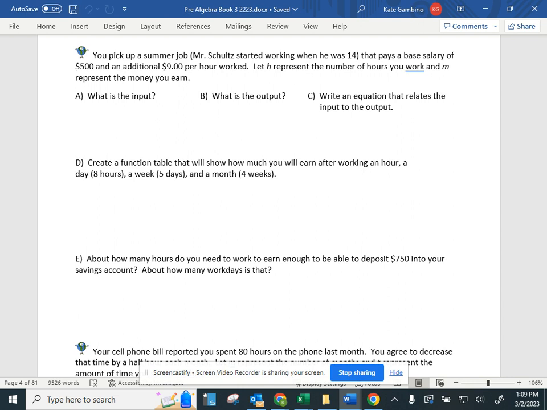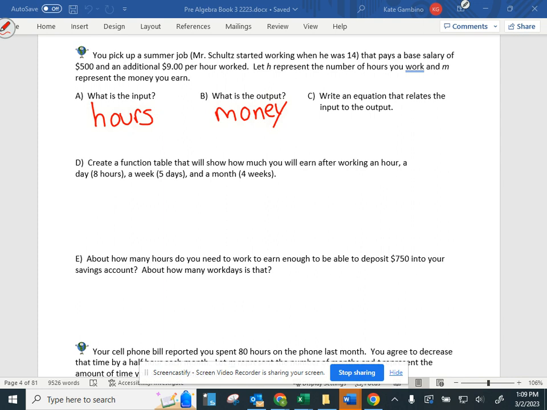So we're going to let H represent the number of hours you work and M represent the money. So H is hours, M is money. What is the input? What do you think, Evelyn? Hours. Yeah, your hours. You have to work so many hours to get so much money. So what you're putting in is your time working, your hours of working. What you get out of it is your money.